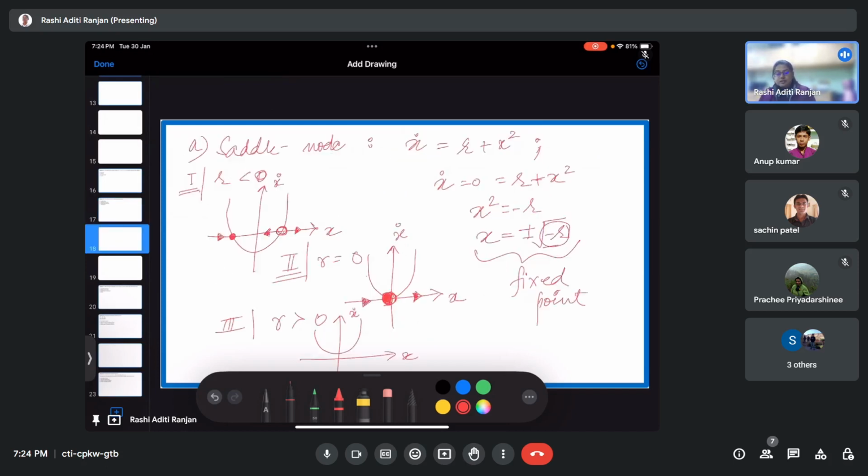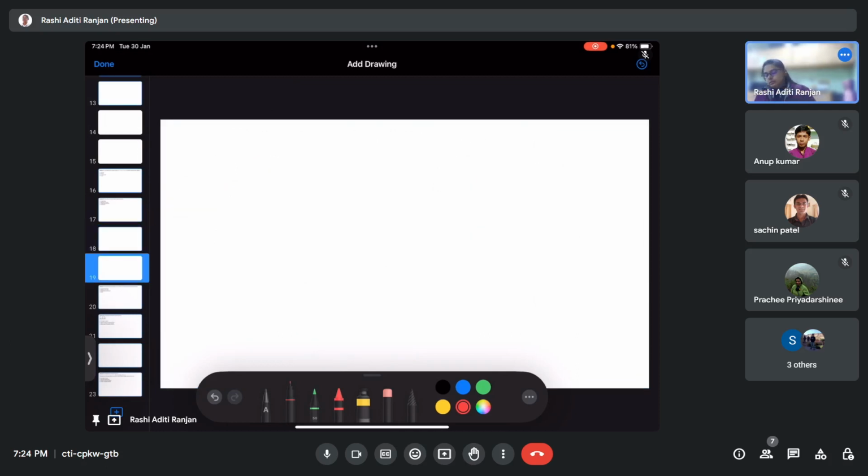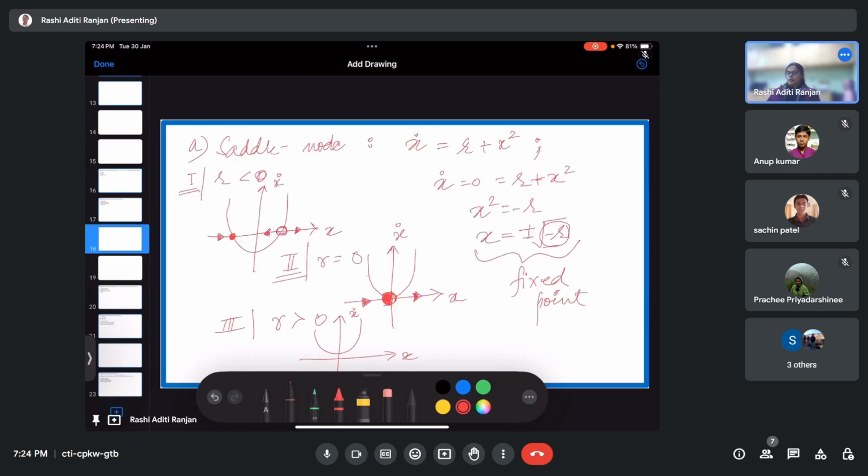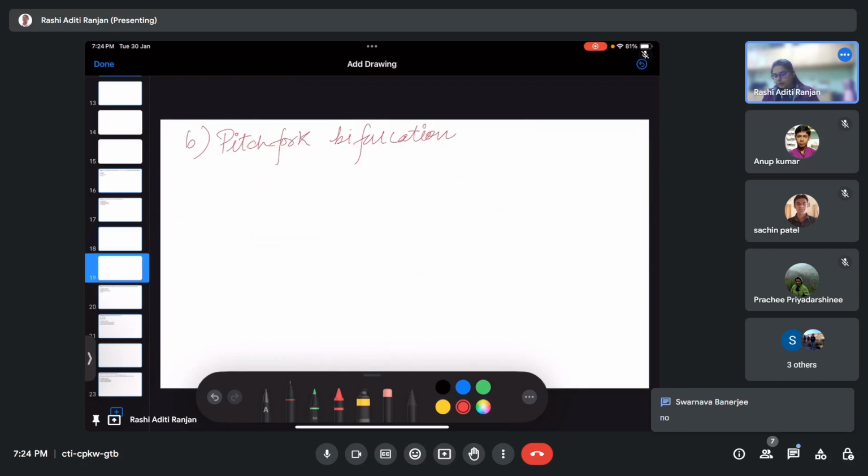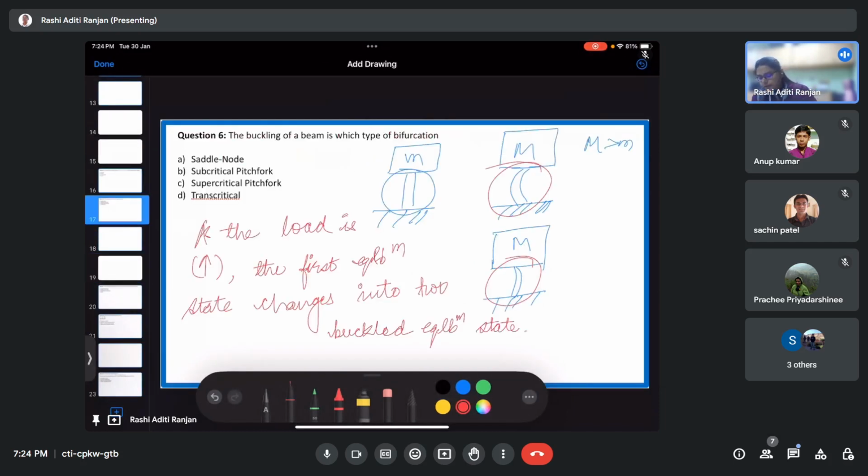Okay, so if this is a saddle node bifurcation, is our system, buckling of beam, obeying this? Anyone? Is buckling of beam a saddle node bifurcation? Good. It is not. So then let us come to pitchfork bifurcation.